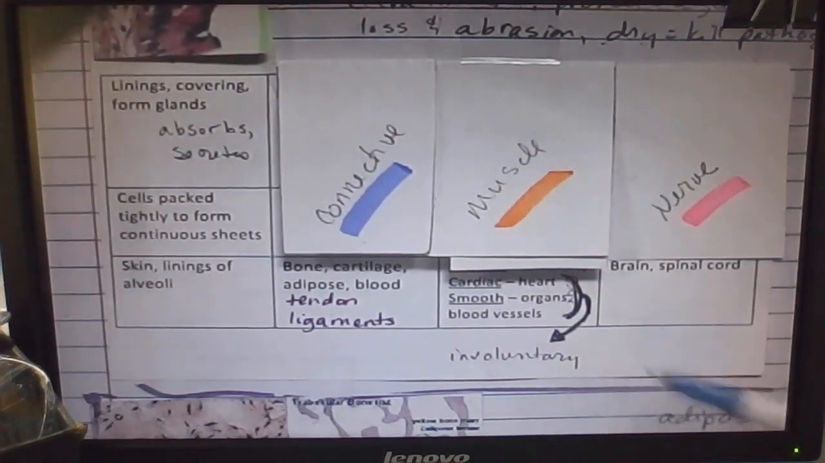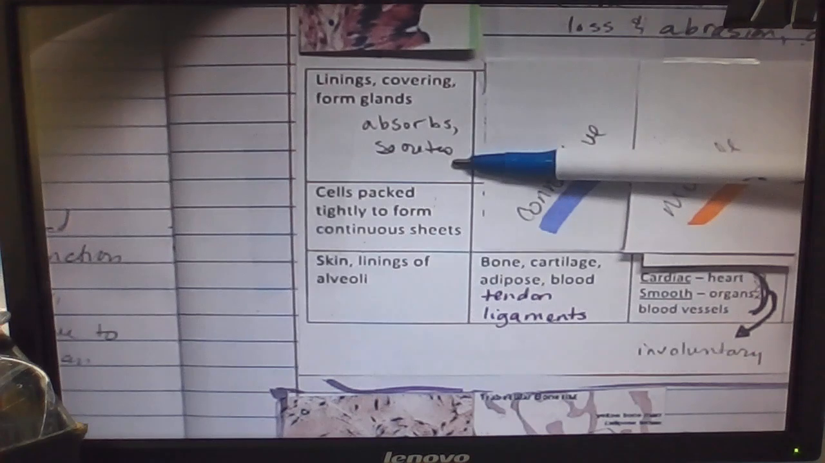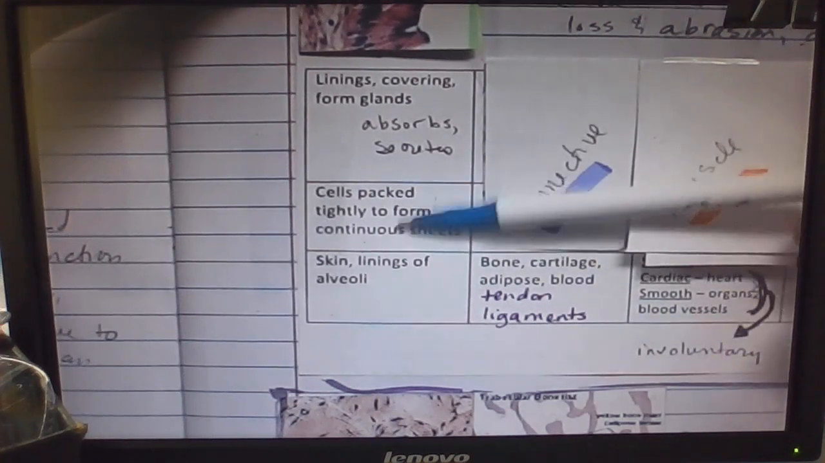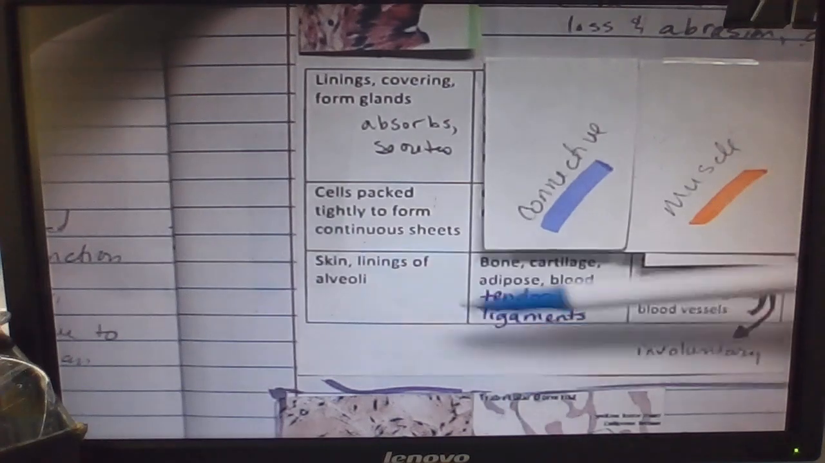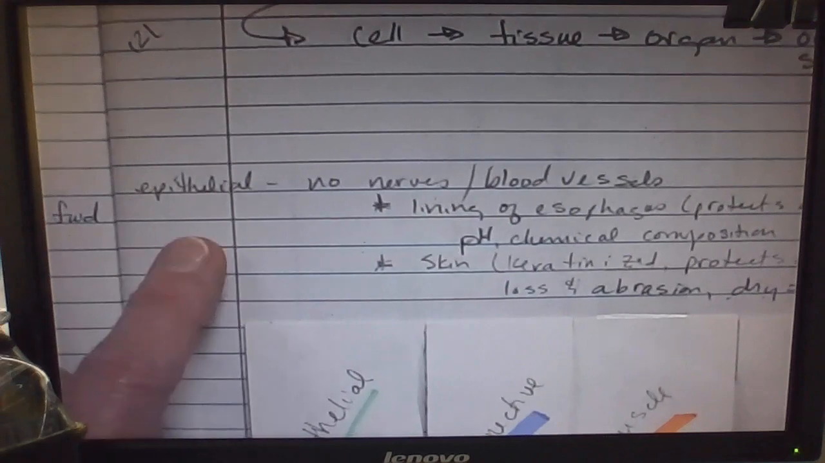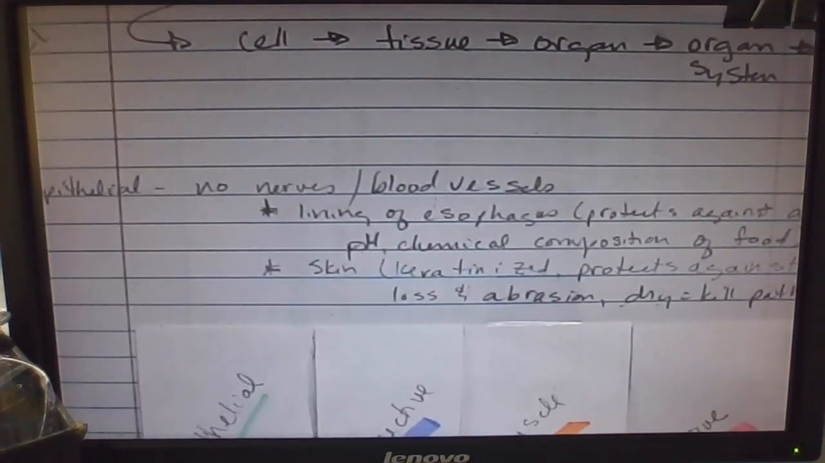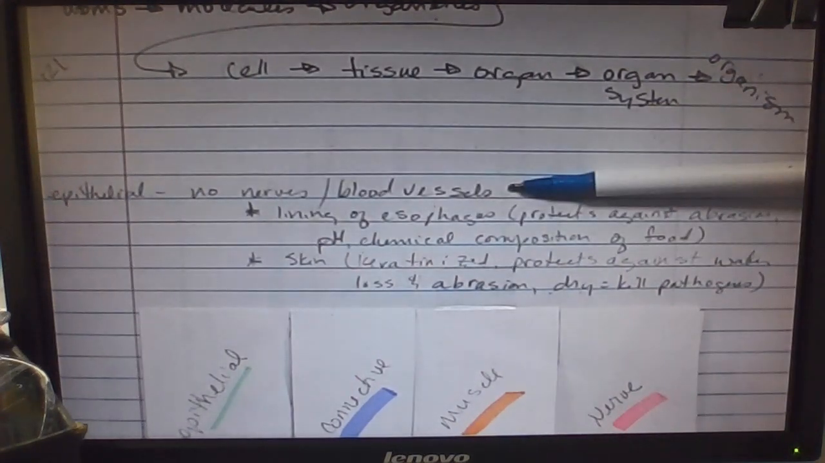And epithelial, those are our linings. They can be specialized to absorb or secrete. They are cells that are usually packed tightly together to form continuous sheets. Skin, linings of the alveoli. Epithelial tissue does not have nerves or blood vessels.